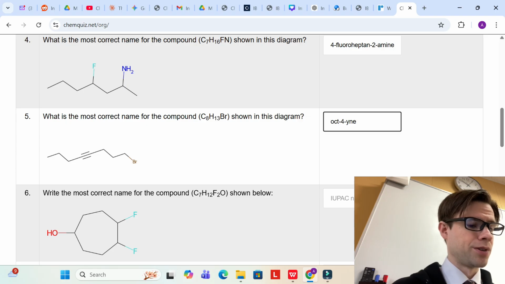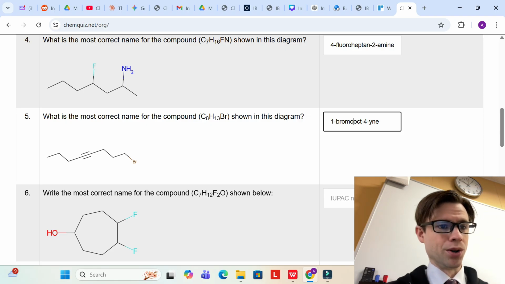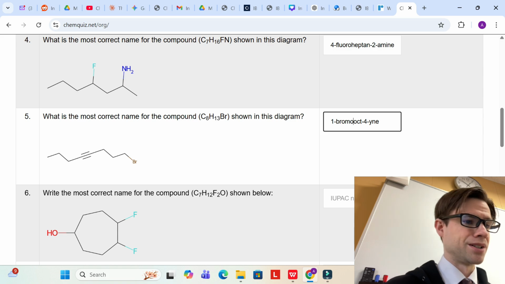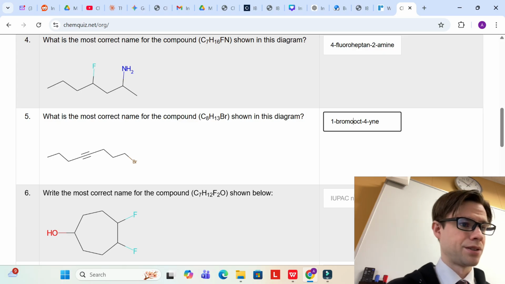Then we also need the prefix bromo, 1-bromo, counting from the right side. Now I know this looks weird with 2 O's, it looks like bromu, but it's still pronounced bromo-oct-4-yne. 1, 2, 3, 4, 5, 6, 7, 8. Yeah, I think that should be correct.